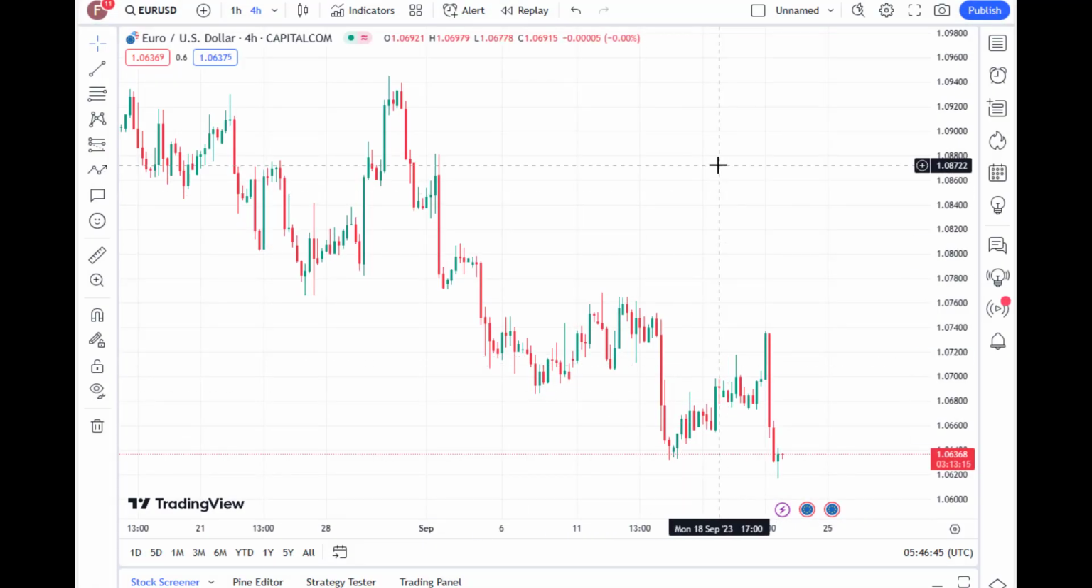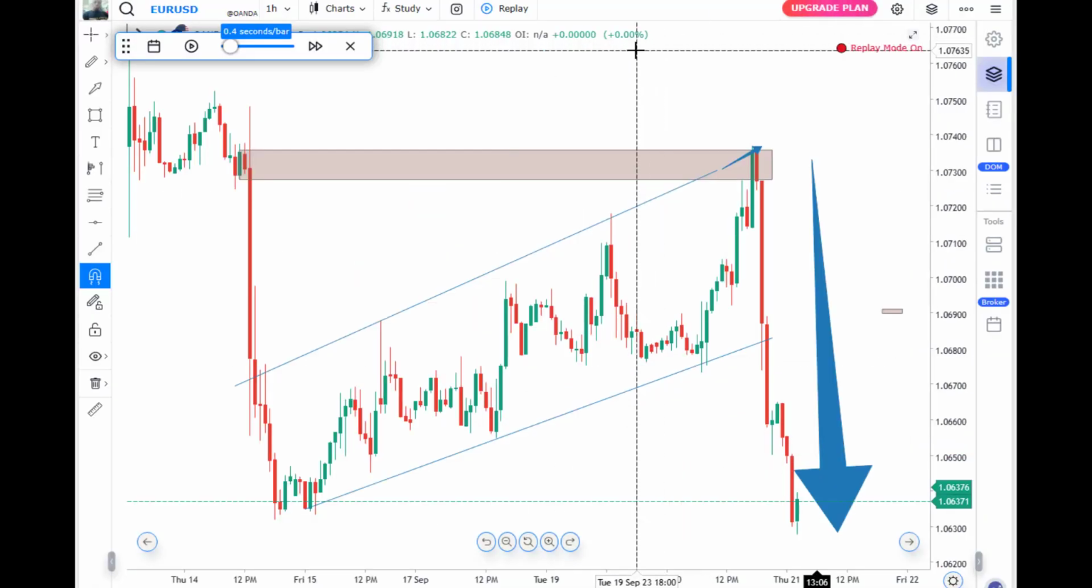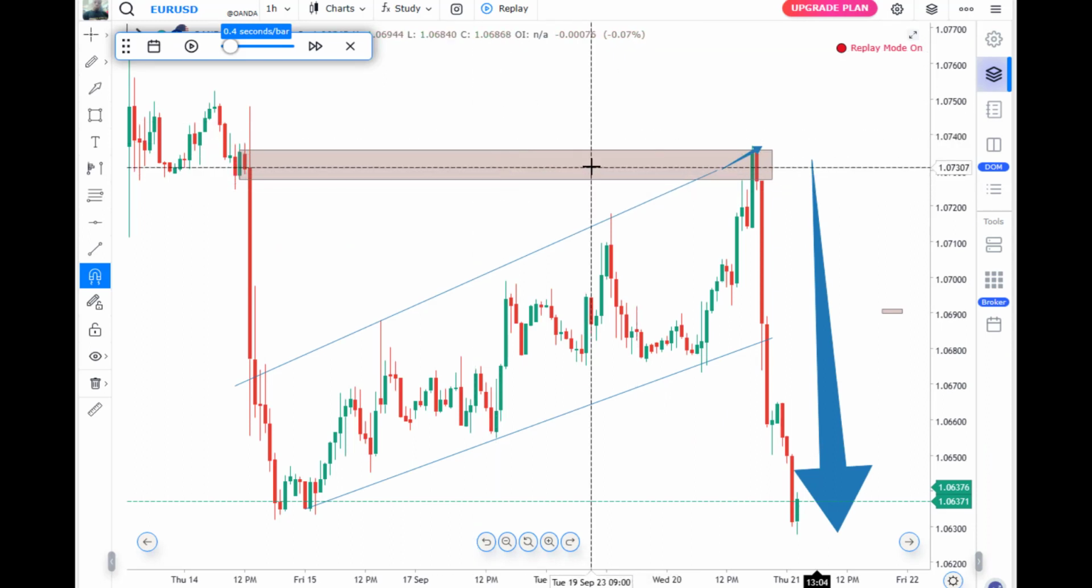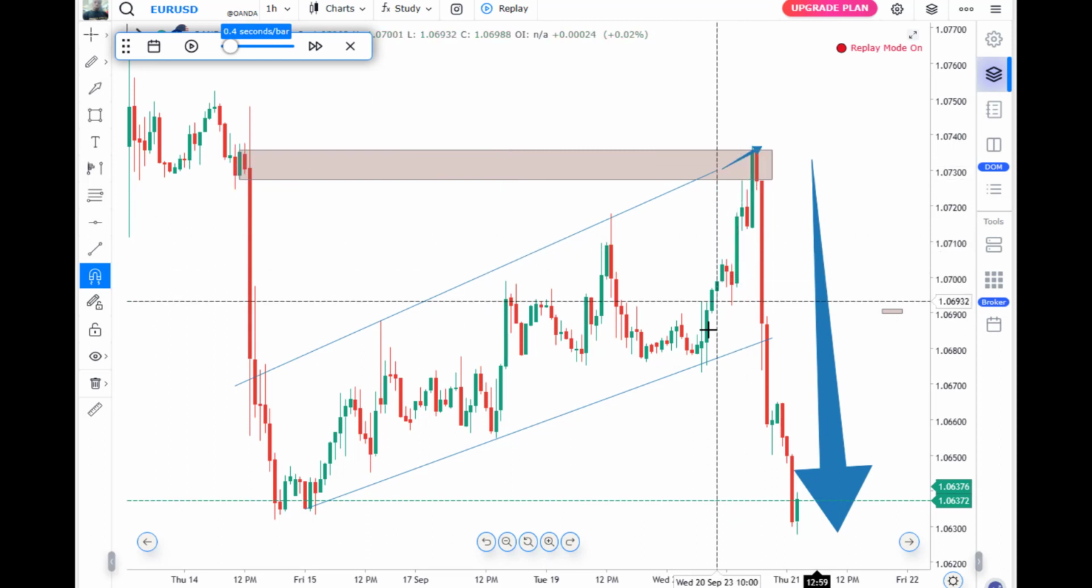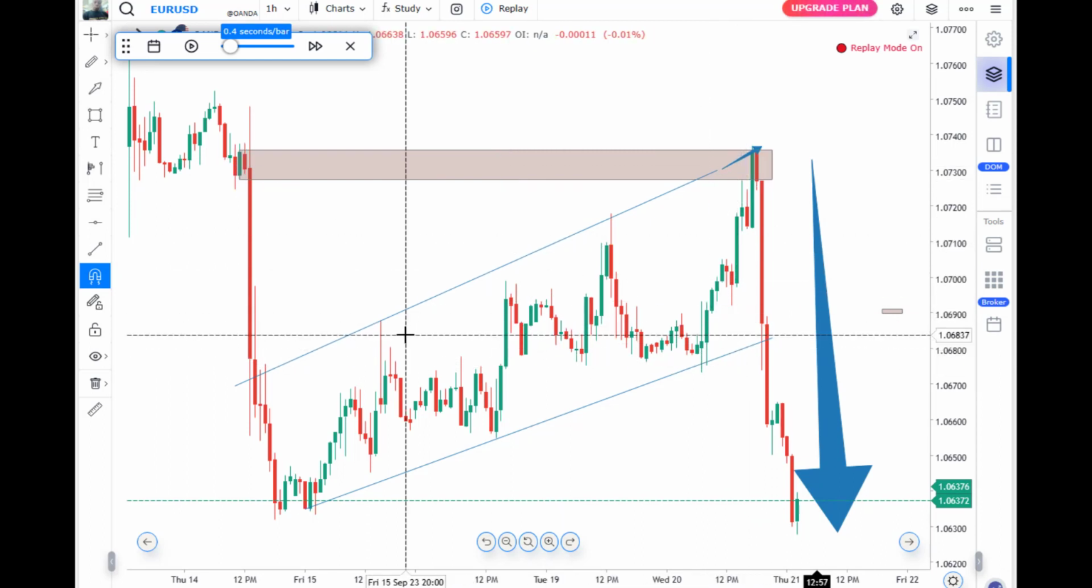So basically, that is it, guys. That's how you can increase your win rate, by not just looking for a supply zone, but also looking for another factor, which could be a chart pattern, that will help you to increase your win rate.